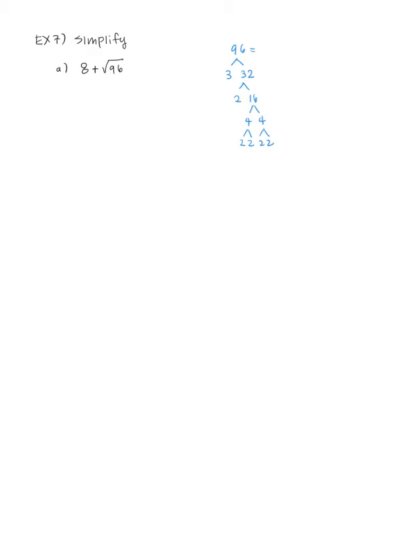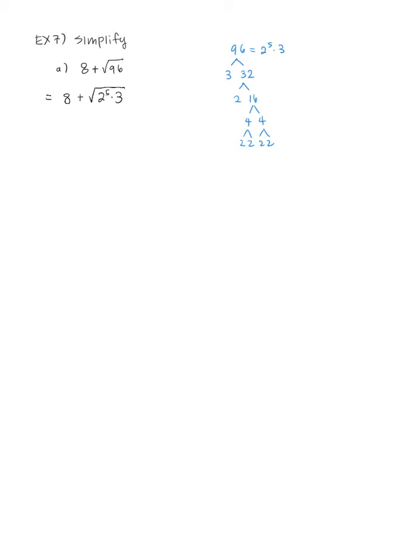So how many 2's do we have? We have 1, 2, 3, 4, 5. Sorry, 2 to the 5th times 3. All right, so then let's just rewrite this. I'm going to do this step by step. So here you're going to have 8 plus square root of 2 to the 5th times 3. That will give us 96.